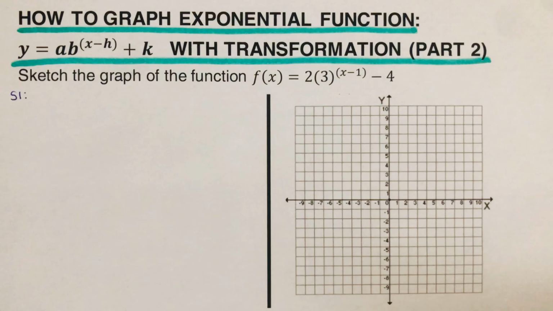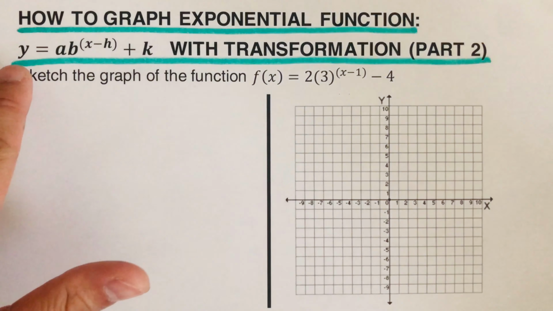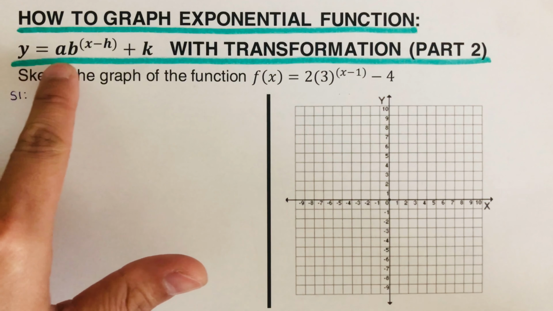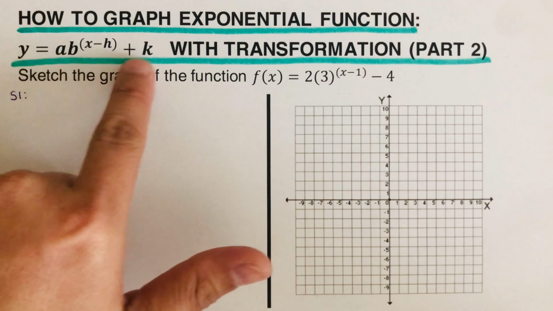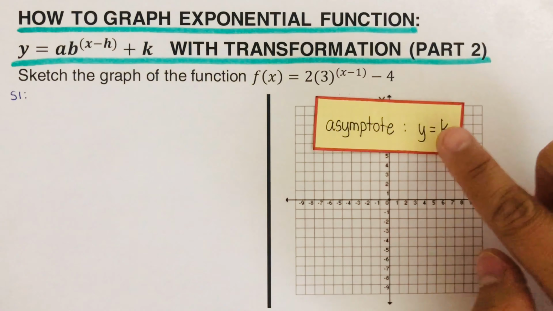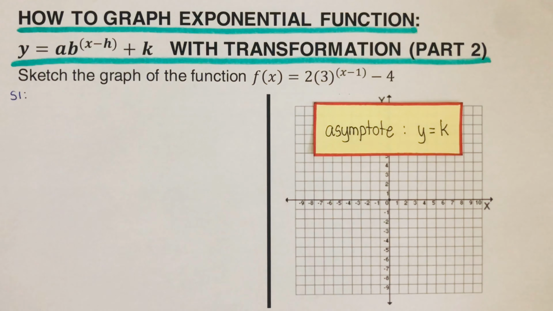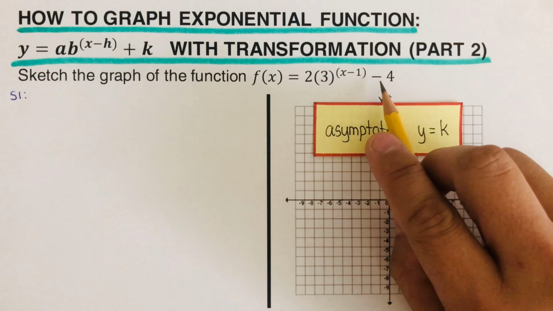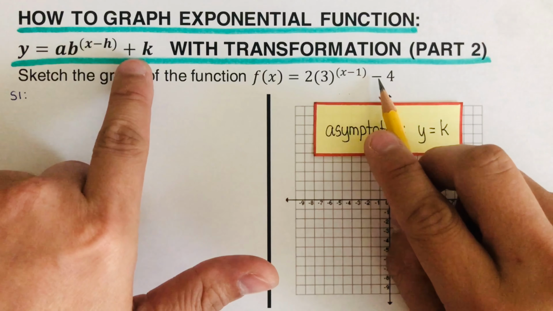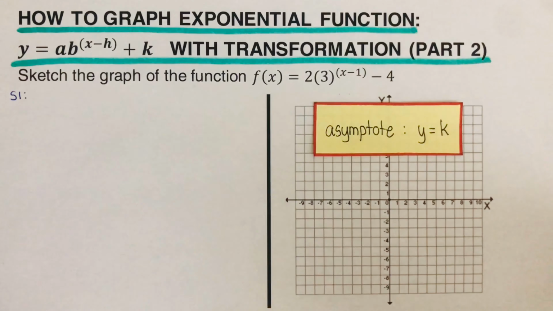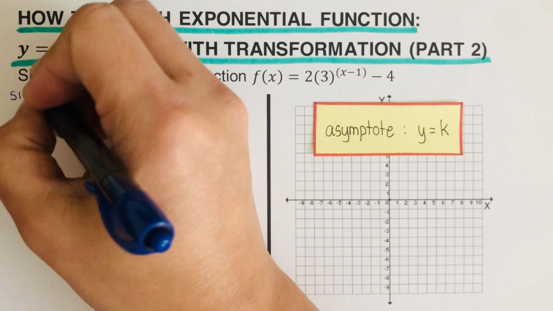So we remember that the asymptote for this exponential function of this general form that involves transformation is that the asymptote is equal to y equals k. So pretty much our k here is -4. That matches up to the k. So then we can go ahead and label the asymptote here as y is equal to -4.